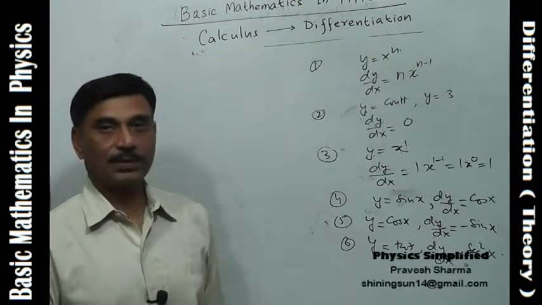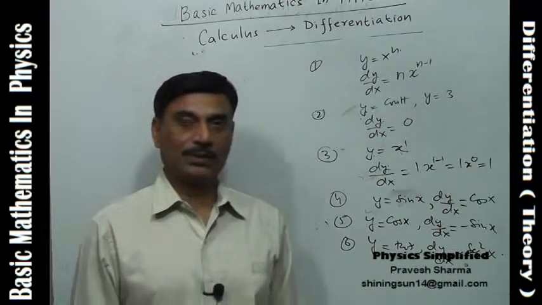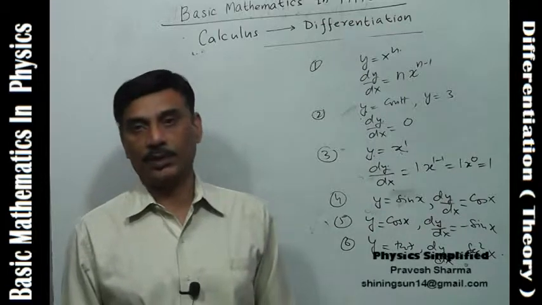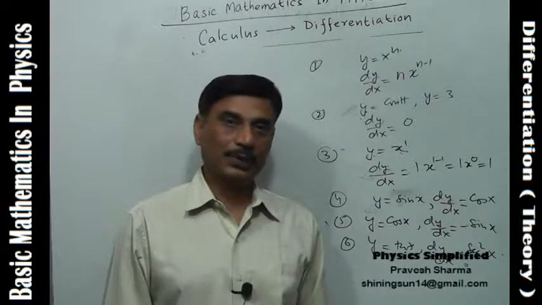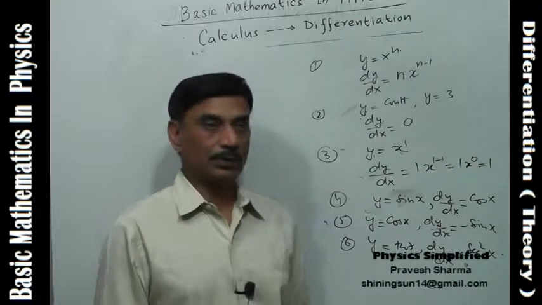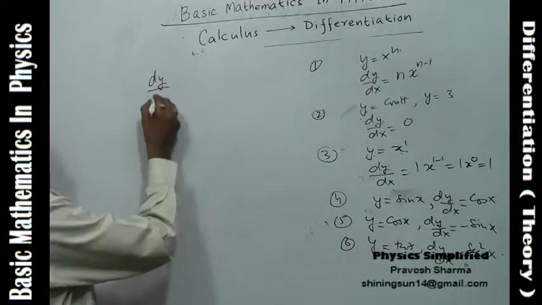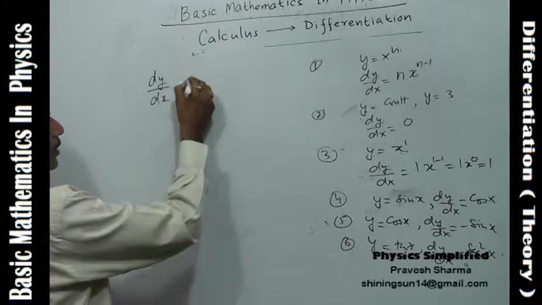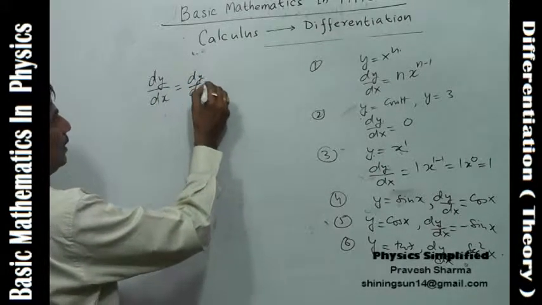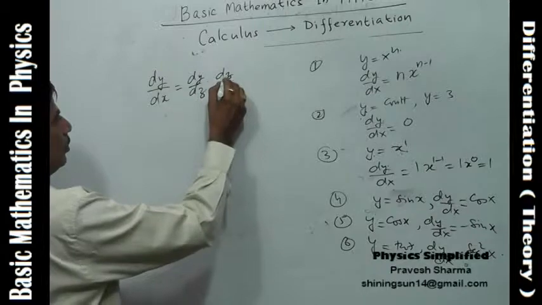In addition to this, there is one rule that we call the chain rule, which will be really useful in solving questions. Now what is the chain rule? The chain rule says dy by dx is equal to dy by dz into dz by dx.